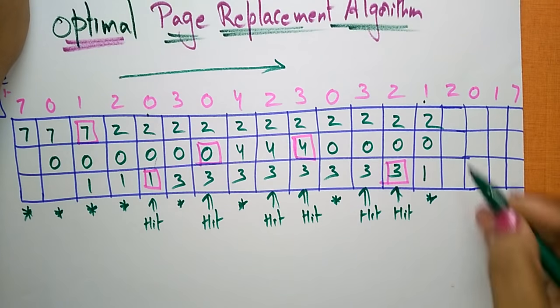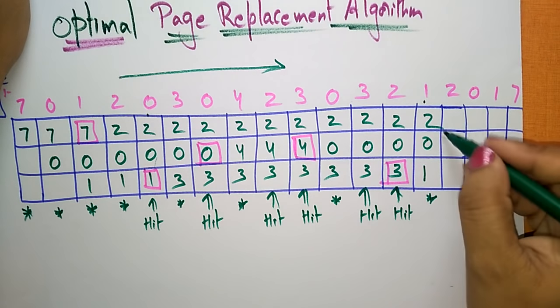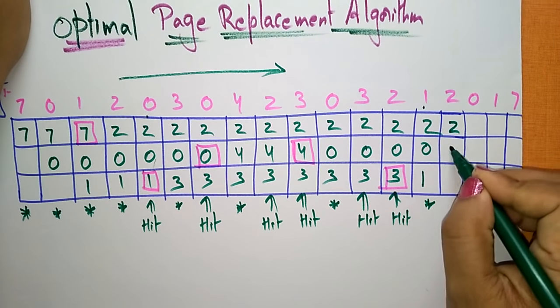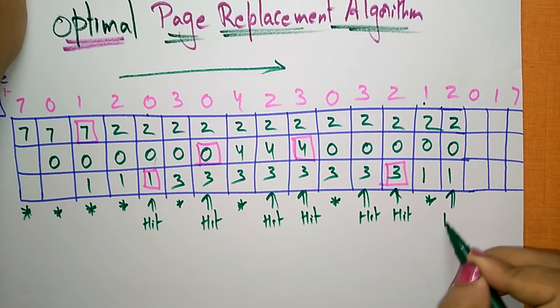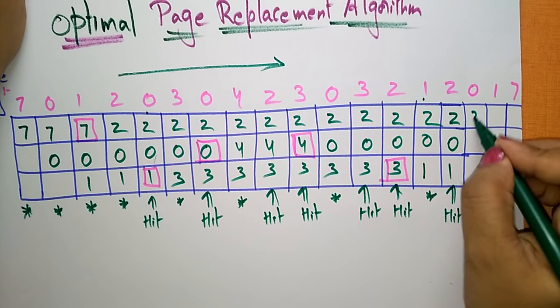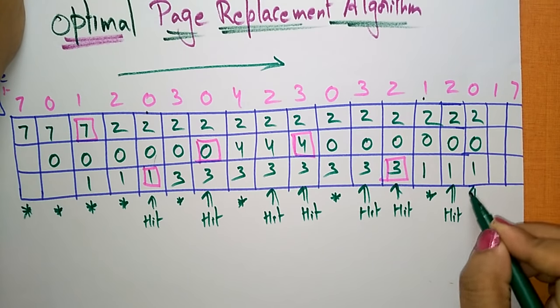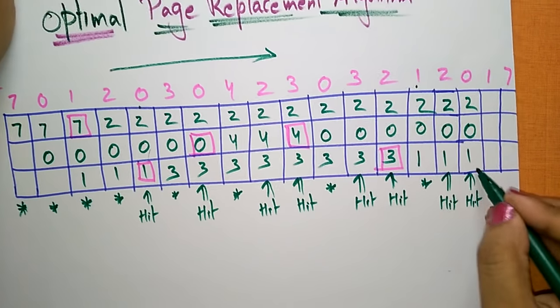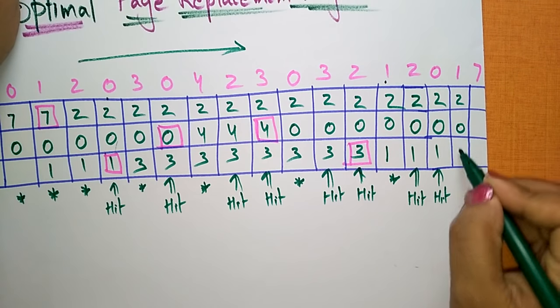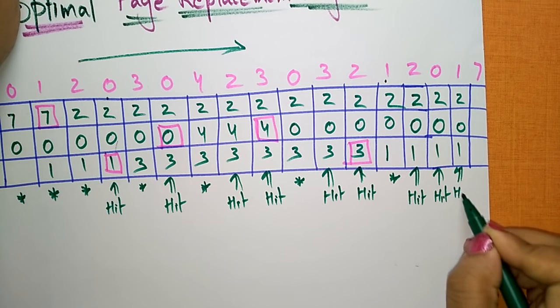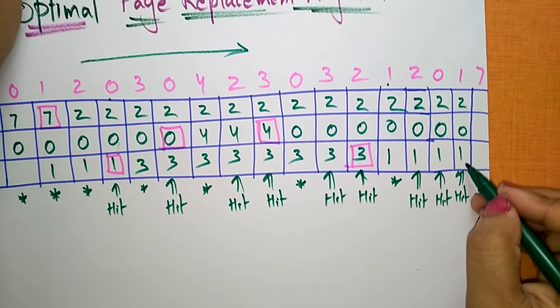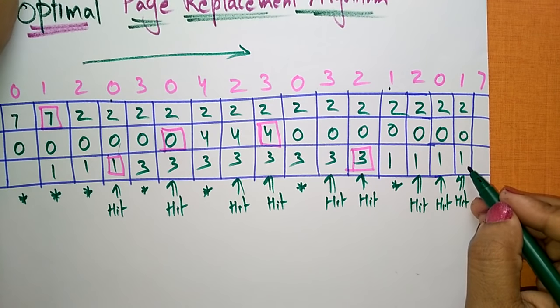This is page 4. So 2 is already present in the main memory. So 2, 0, 1. This is a hit. And 0 is already present. 0, 1. Hit. 1 is already present. So 2, 0, 1. Simply write as it is. Now coming to the 7. So which page do I have to replace?